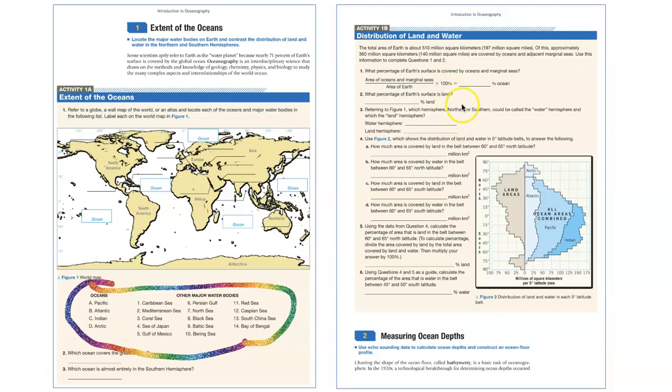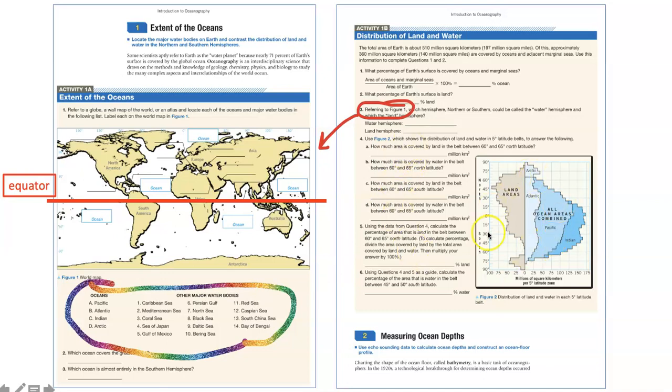Question 3 says to refer to figure 1. So remember, figure 1 is over here. And it's asking you which hemisphere would you call the water hemisphere and which one would be the land hemisphere. So remember that the hemispheres are divided by the equator. We have the northern hemisphere here and the southern hemisphere here. So you can look at this maybe and make an estimate, or you could look at some of our past discussions of the Earth and the extent of land and oceans and answer this.